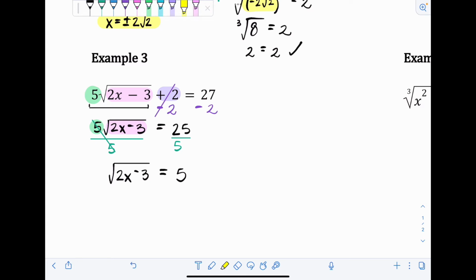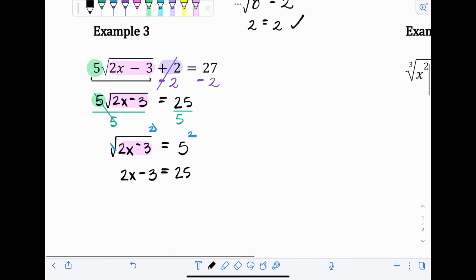So the opposite of a radical, like a square root, is squaring something. So in order to get rid of that radical, I have to square both sides. Squaring the radical just cancels it out, and it leaves me with what was originally inside. So 2x minus 3 is equal to 5 squared, which is 25.